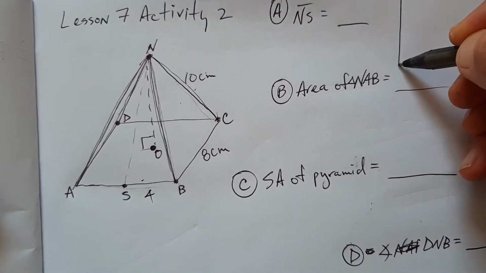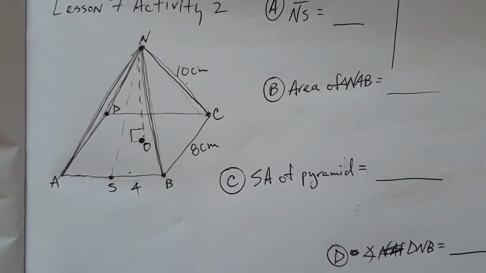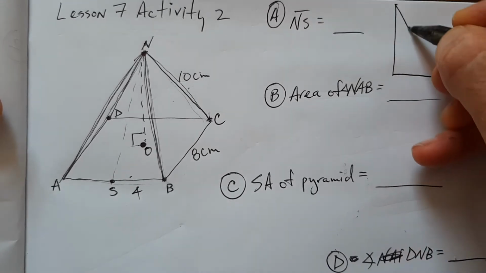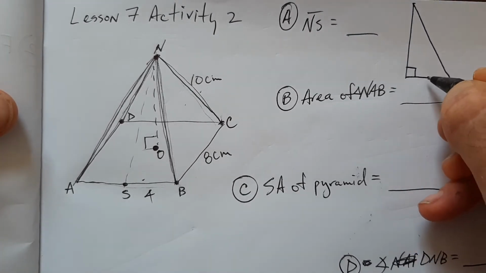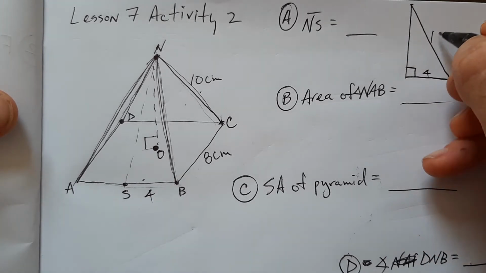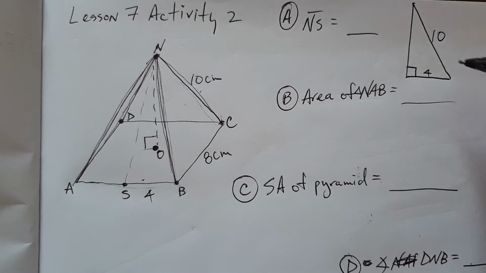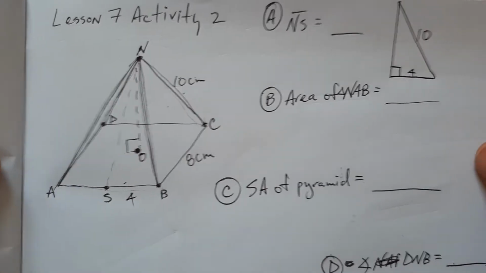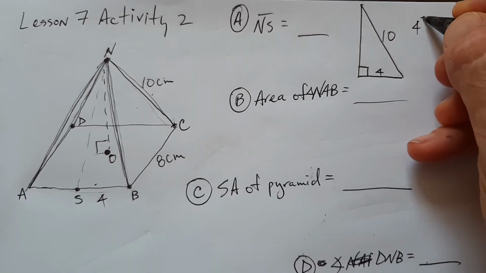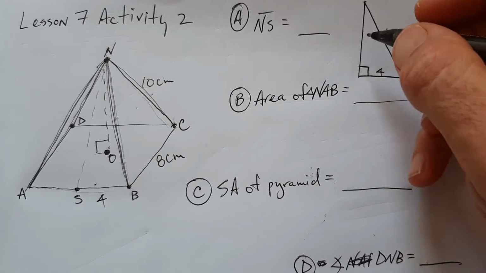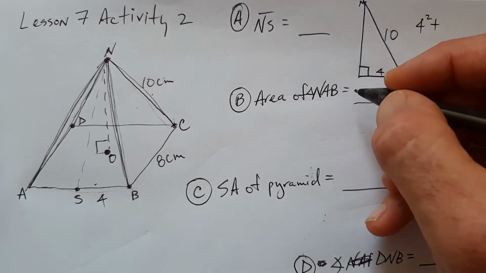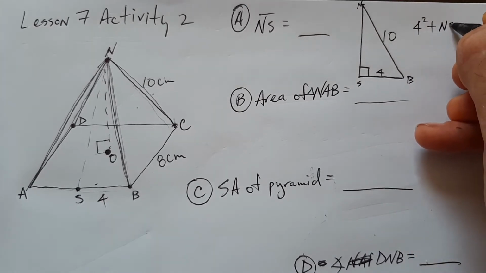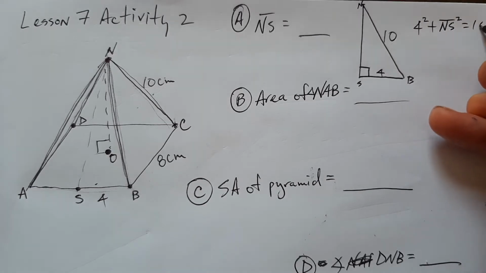Let's draw this triangle. Oop, am I a little off the page? Let me try to move this without everything falling apart. Okay, so I'll redraw this. This isn't so bad. So I know this base is 4, and this is 10. So what's the length of NS? Well, don't forget the real basic trig, right? Let's call it NS. This is N, this is S, and this is B. So 4 squared plus NS squared equals 10 squared.